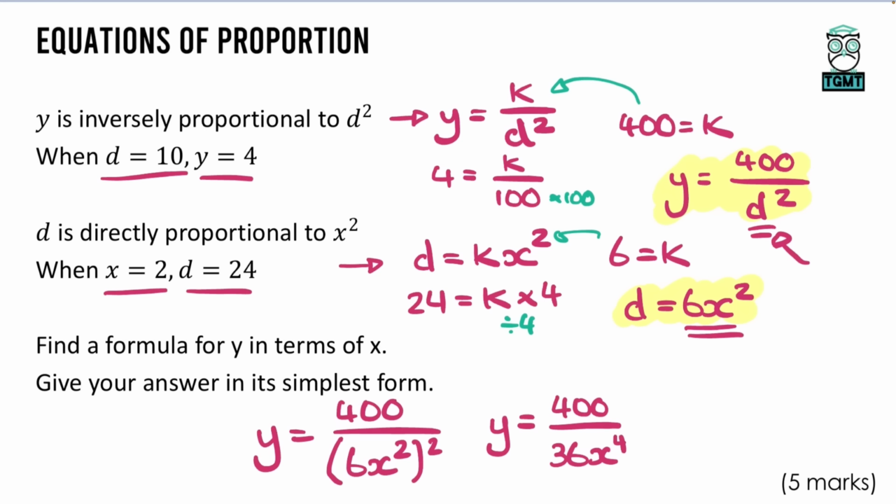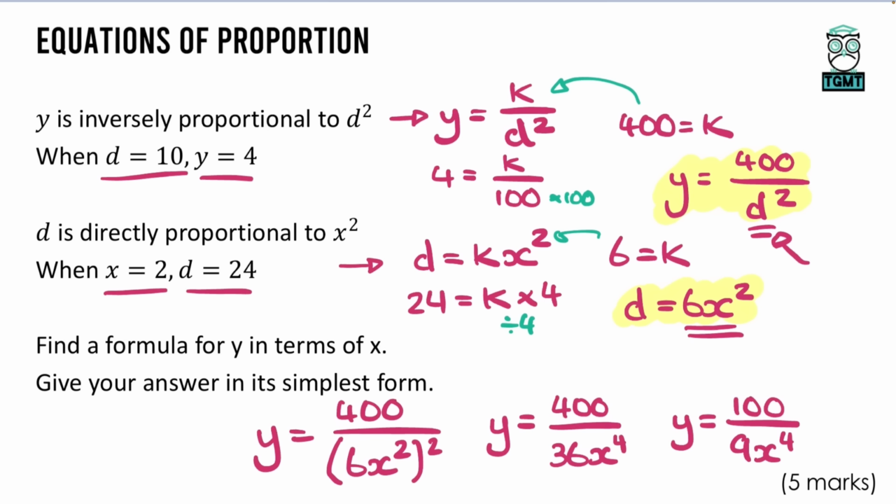However, it does say give it in its simplest form. So I just need to have a look. As it's a fraction, is there anything the top and bottom divide by? Because I'm using a calculator right now, I can just type in 400 on the top of a fraction, 36 on the bottom, and it actually simplifies it for me. I get 100 over 9. So I get y equals 100 over 9x to the power of 4.